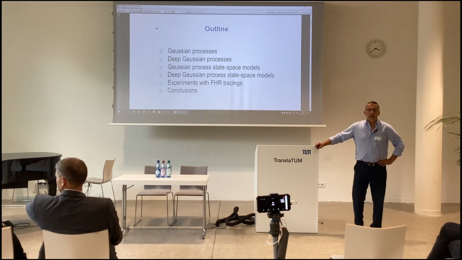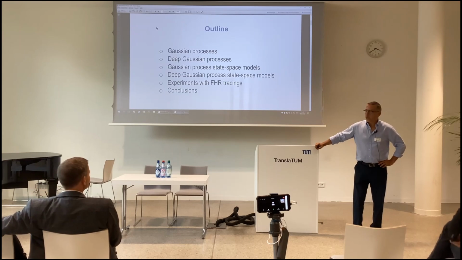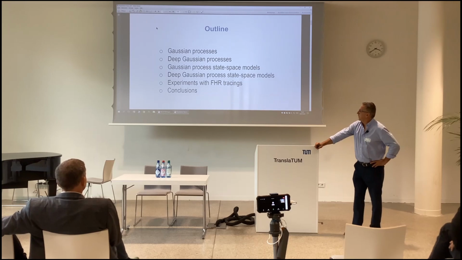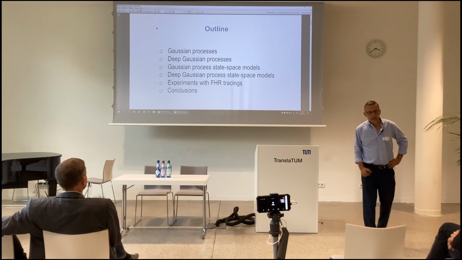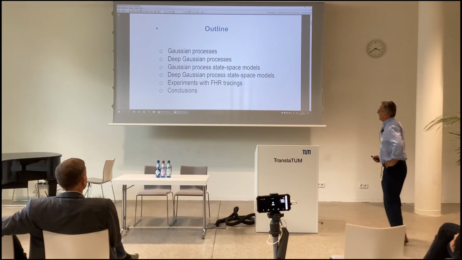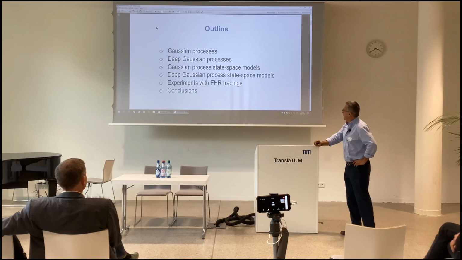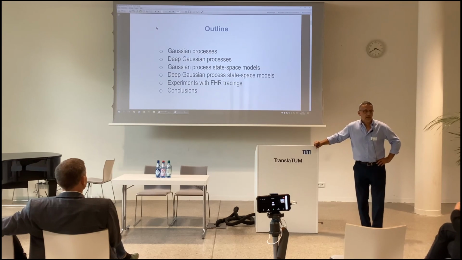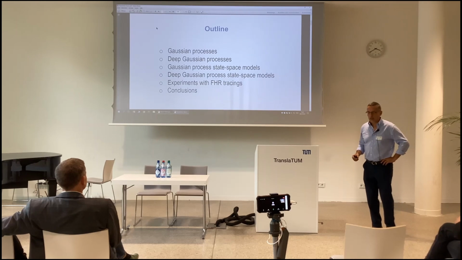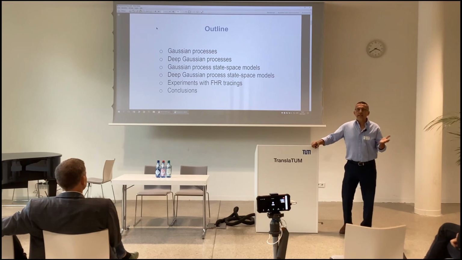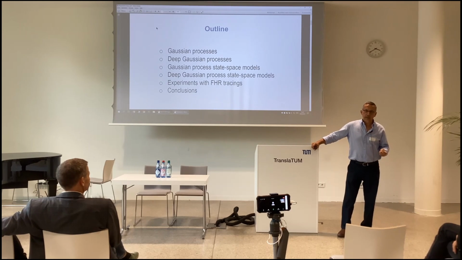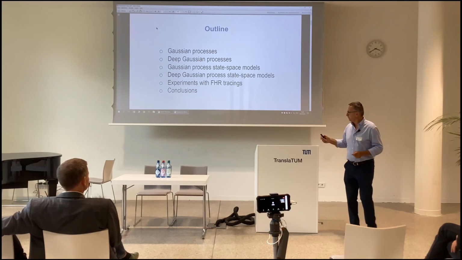This is the outline. I will first briefly introduce you to Gaussian processes and deep Gaussian processes, and then to two models that we use to monitor fetal tracings: Gaussian process state space models and deep Gaussian process state space models. Then I will show some experiments with fetal calculated tracings. This is ongoing work, so you will not see final results. You will see where we are stuck at this point, but you will also see why we are excited about where we are going at this moment.